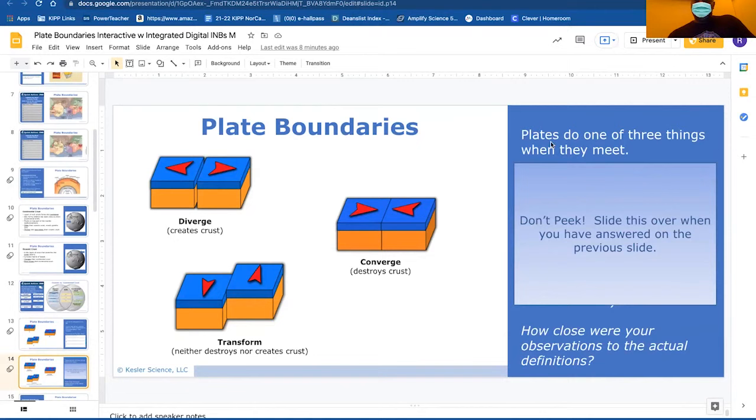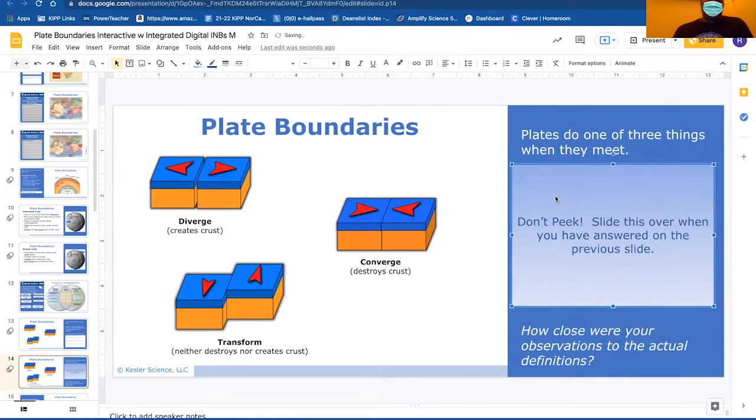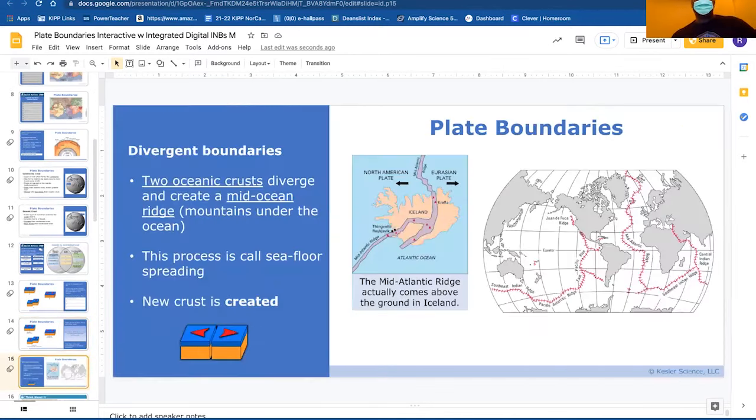All right, plates do one of 3 things when they meet. All right, don't peek. Slide this over when you have answered on the previous slide. So what you're going to do is take this and move it out of the way, and it's going to have the answers, okay? So don't look at it yet. This is divergent, this is convergent, this is transform. But what do those things actually mean? All right, next slide.